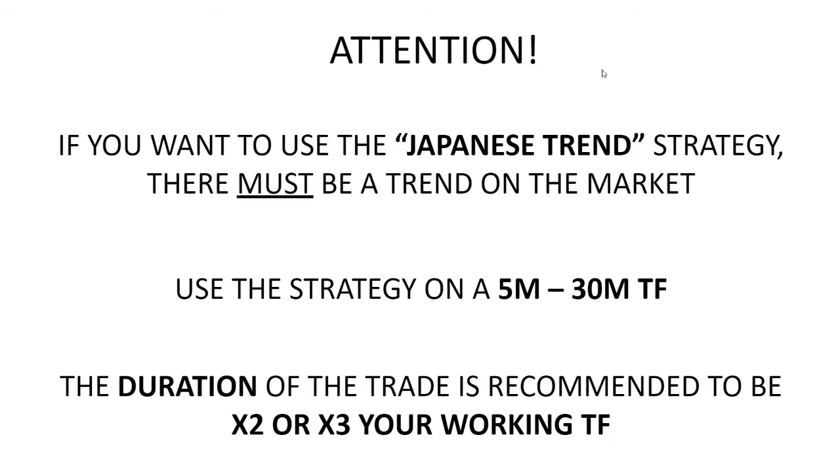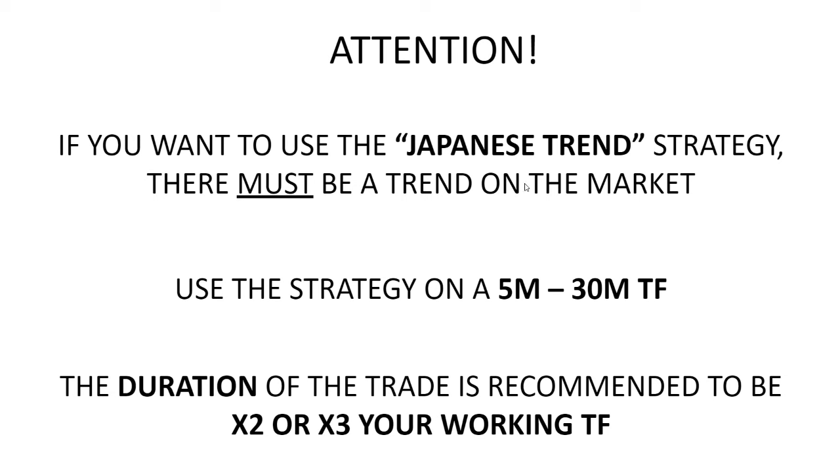Alrighty, so the next thing is attention, please. If you want to use the Japanese trend strategy, there must be a trend on the market. So the market cannot be moving sideways, which is called that the market is in a flat. It's basically when there is indecision and when the asset price is basically like resting. You can use this strategy on a 5-minute time frame, from 5 minutes to 30 minutes time frame, anything in between. And the duration of the trade is recommended to be ×2 or ×3 your working time frame.